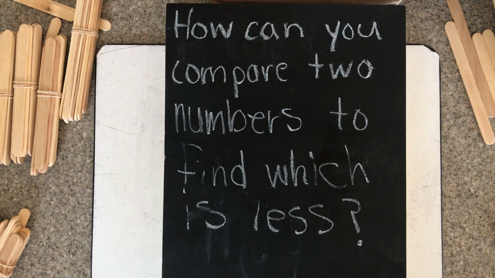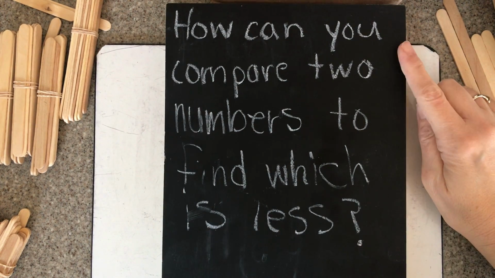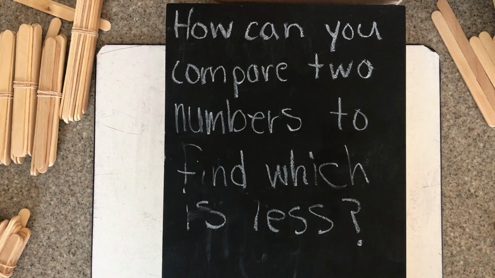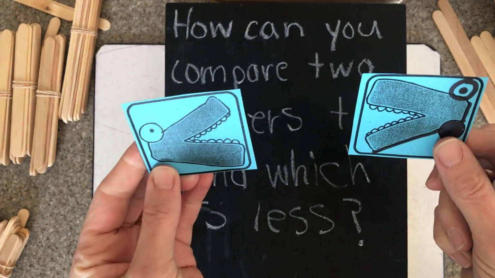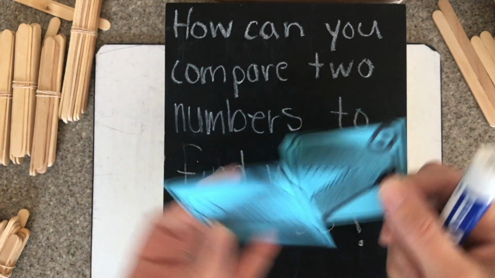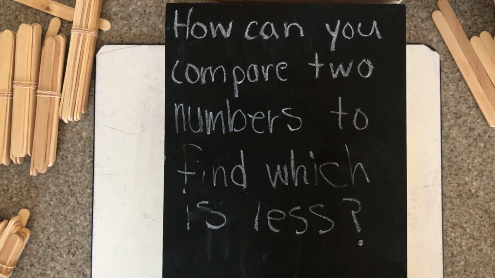Gillott. Hi everyone. And we are going to be answering today's math question, which is how can you compare two numbers to find which is less? On Monday we talked about which was the greater number. Today we're going to be talking about which is the smaller or the lesser number. So we'll still be working with those special symbols, greater than, less than symbols with our little alligator, and we'll be drawing them with markers too.